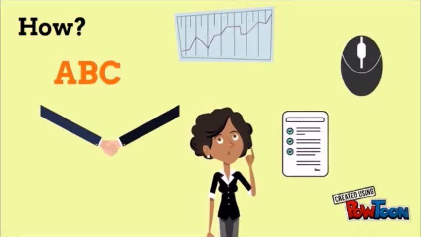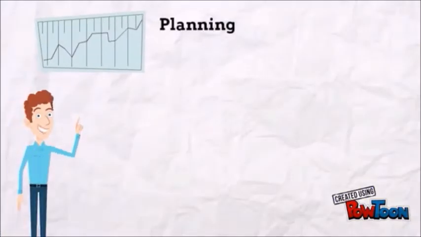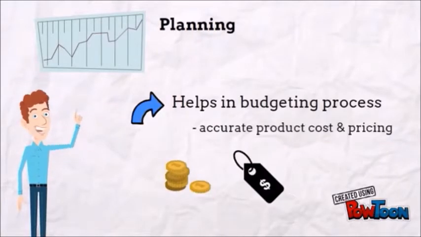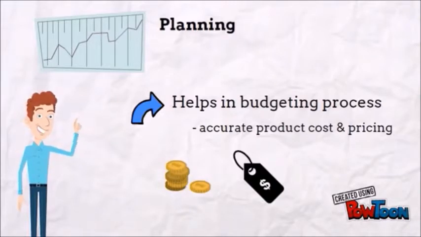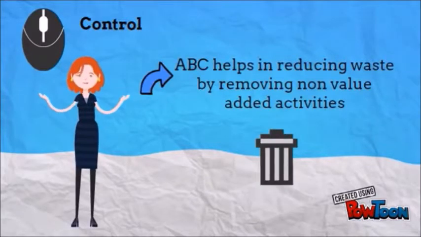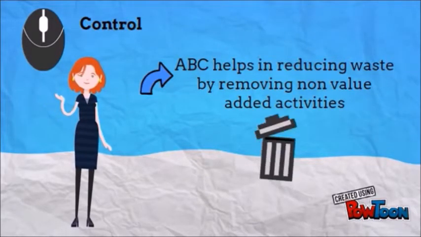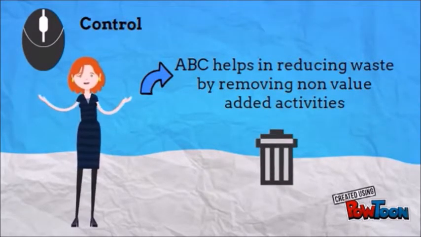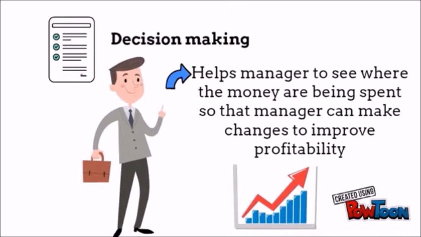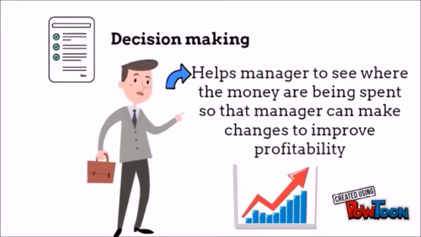Now we look at how ABC can assist in the process of planning, control, and decision making. As for planning, ABC helps in the budgeting process, in which the cost of the product can be determined accurately, and it assists in price setting. As for control, proper planning using the ABC system can reduce waste by removing non-value-added activities. For decision making, ABC helps managers to see where the money is being spent so that managers can make changes to improve profitability.